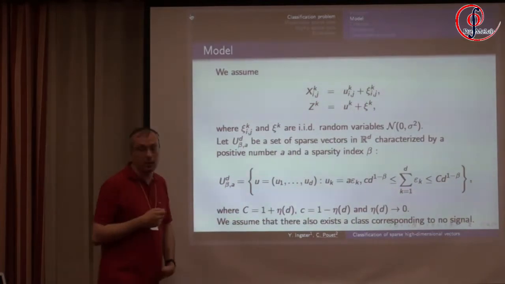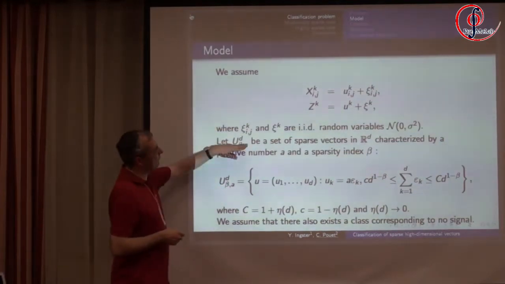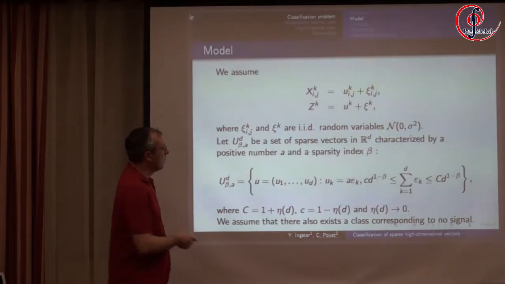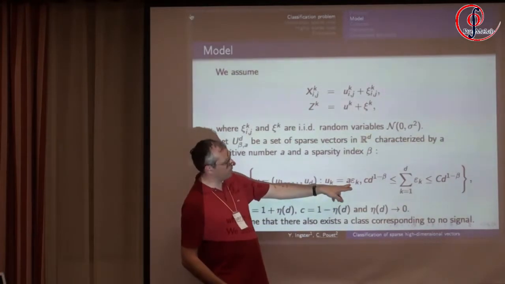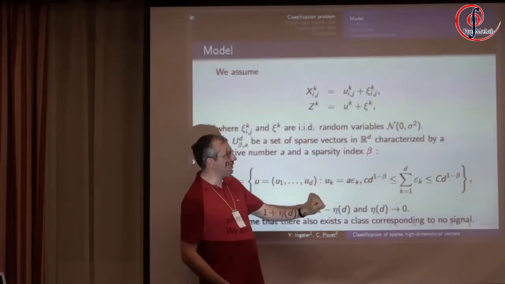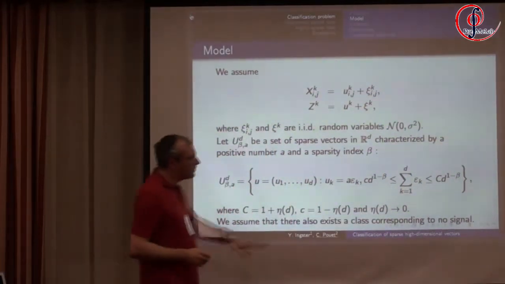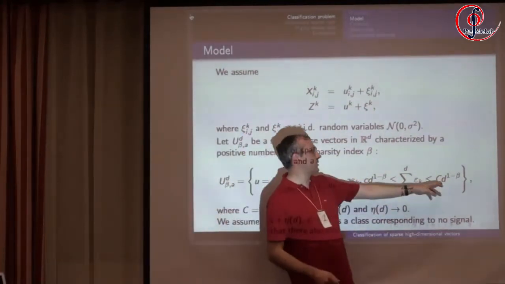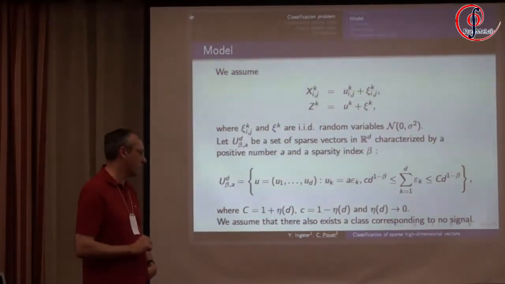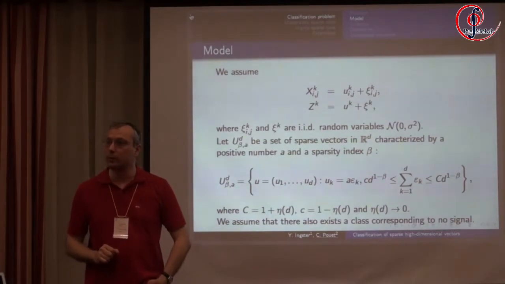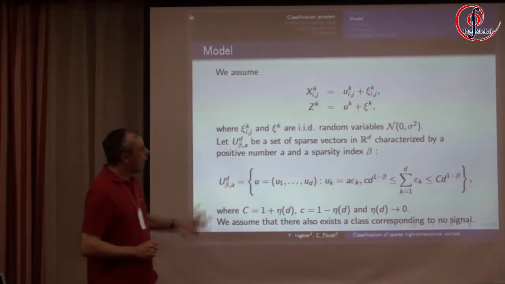And as I said in the title, we will assume some kind of sparsity. So we have a set of sparse vectors in R^d, which is U(d, beta, A). It means that we have signals on some coordinates, and the number of coordinates with signal is between d^(1-beta) and d^(1-beta) times some constant. In fact, we will let the constant go to 1, but it's not a problem. Epsilon_t takes values 0, 1? Yes.